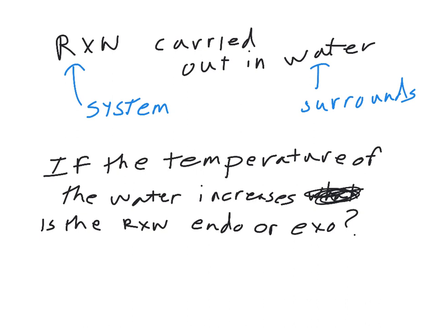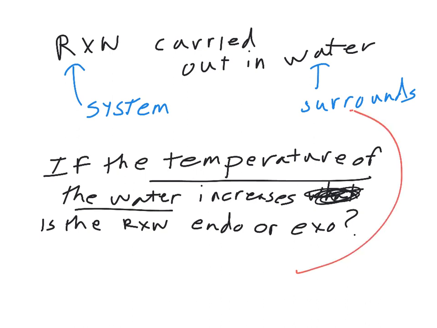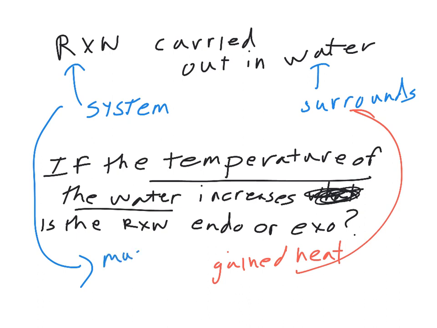All right, so if we see the temperature of the water increase, that means our water has gained heat. And if heat can't be created or destroyed, where did the heat that the water gained come from? It means it had to come from our reaction. So that means our reaction produced heat. And according to our chart, whenever our reaction produces heat, that means the reaction is... And I'm not going to tell you. That'll be for your pre-lab quiz.